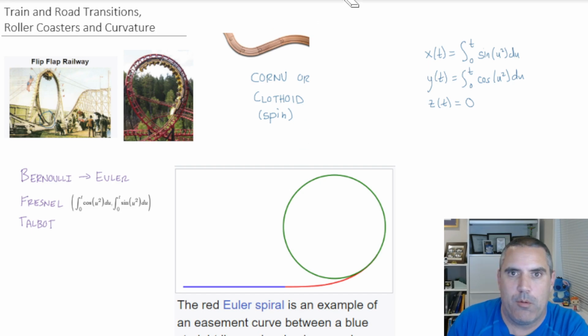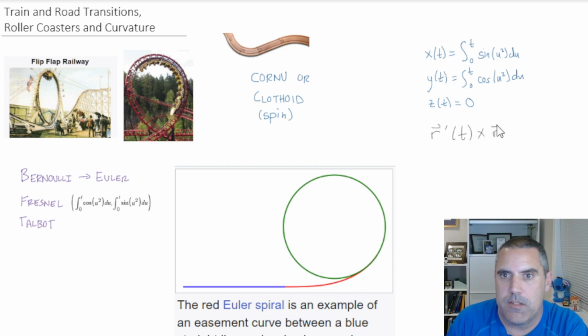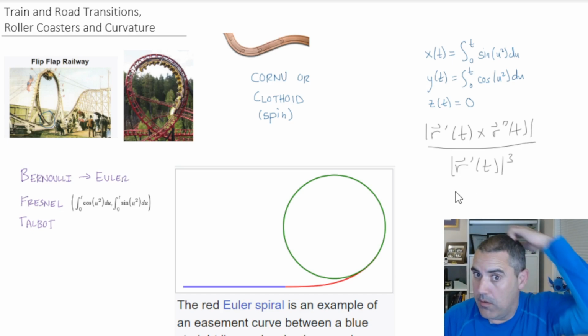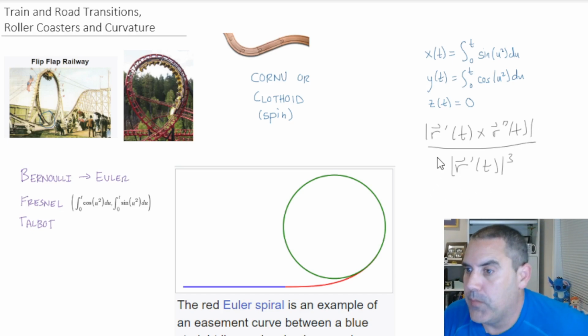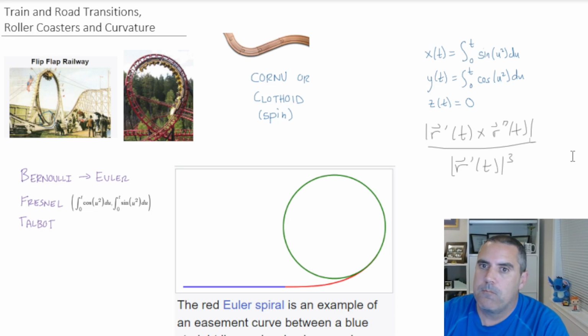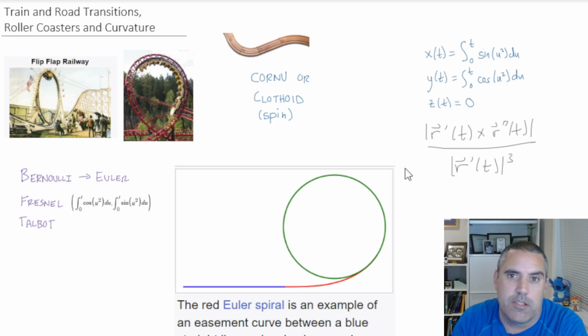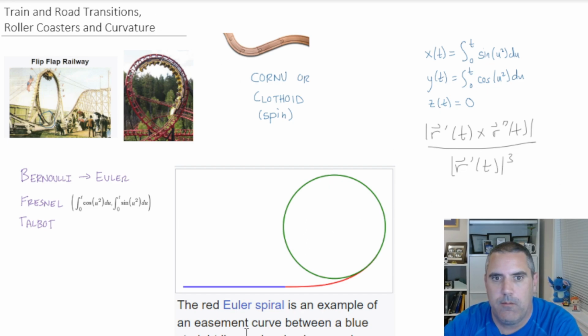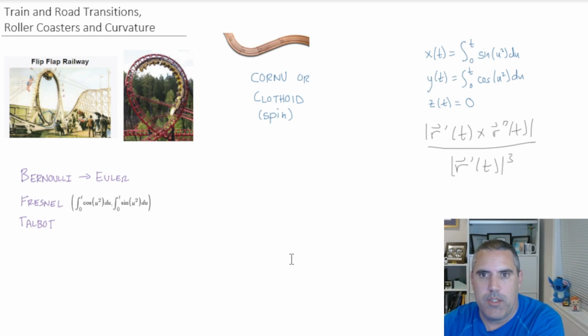So if you don't remember from the previous videos, the formula for curvature is this. This is what we want to study. And Euler figured out that this would have curvature that's linear. That's a linear function of t. So we just need to start computing some derivatives, plug in, see what we get. So let's play that game.